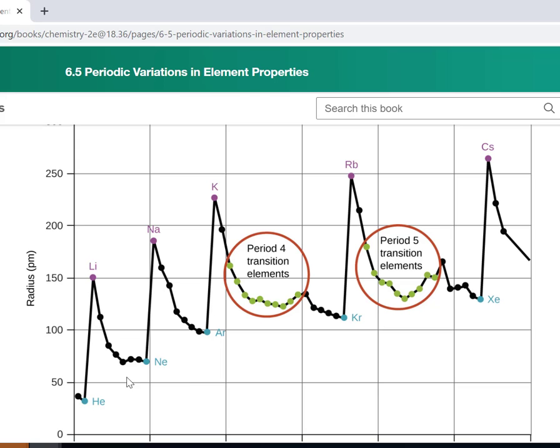We can see a decrease in size, a jump back up, and a decrease in size. And when we're in the transition element region, there is some variability there. We're not going to worry about that variability for this course. Okay, so you basically want to look at this trend: large and then decreasing, large and then decreasing.